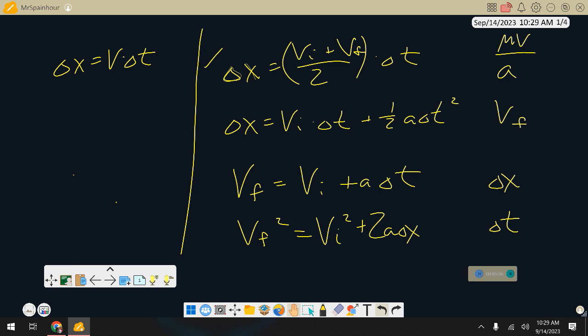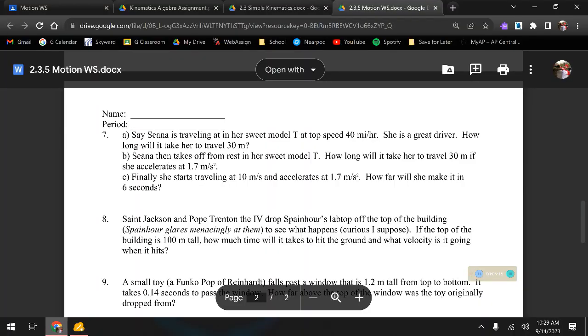Put another word in the middle there: average velocity. Small but important difference. All right, so like I said, what we're going to do is kind of work through some of these problems.